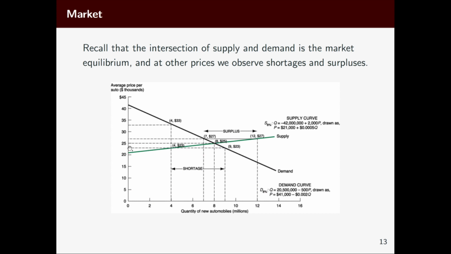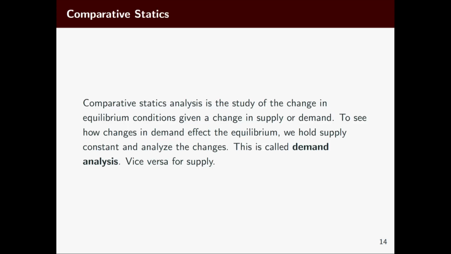Vice versa, if we have a lower price than the market equilibrium, we're going to have a shortage. So if price decreases from, say, $25,000 to $23,000, then at that lower price, more people are willing to purchase cars, but fewer sellers are willing to sell at that price. So in this case, we're going to have a shortage of 5 million cars. Okay. Again, this is mostly just review.